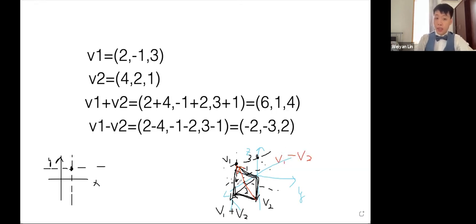Okay. As you can see, this vector is also a diagonal vector of this parallelogram. It's the other one. There are two diagonal vectors. And similarly, if we want V2 minus V1, you just switch the endpoint. So now in this case, you go from V1 to V2. Okay, thank you.